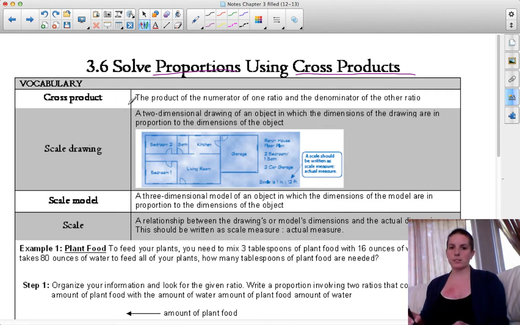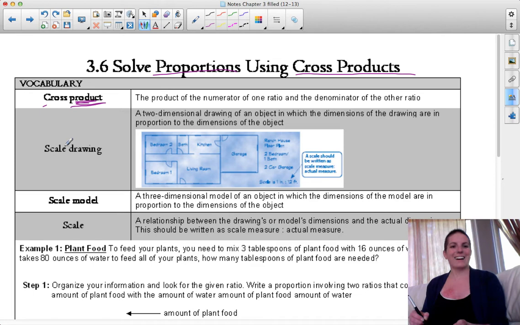So cross product is talking about the product of the numerator of one ratio and the denominator of the other ratio. So we're talking about multiplying, right, product, when we have two ratios that equal one another.